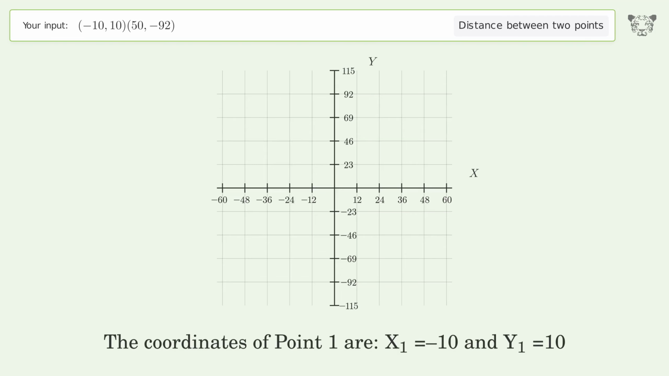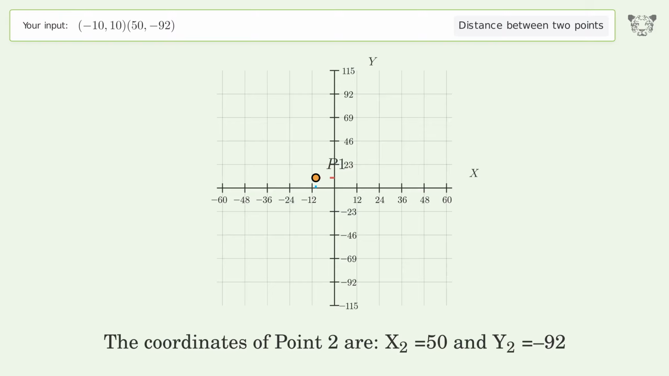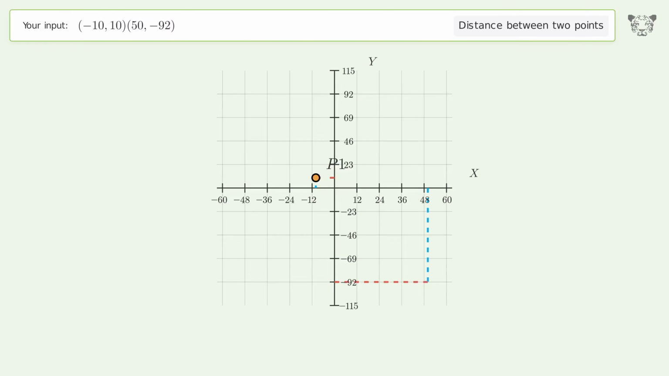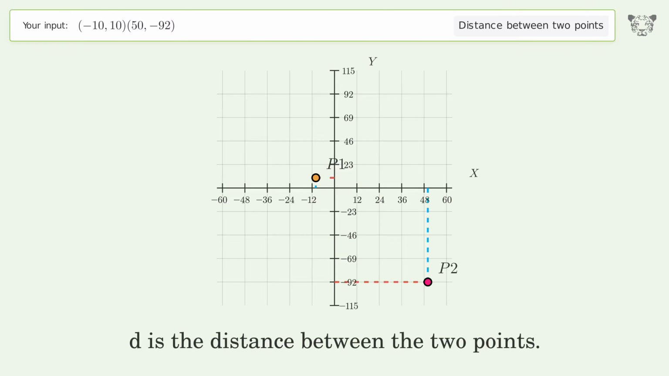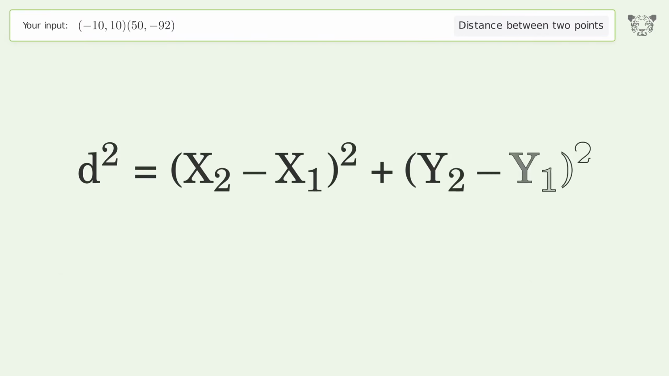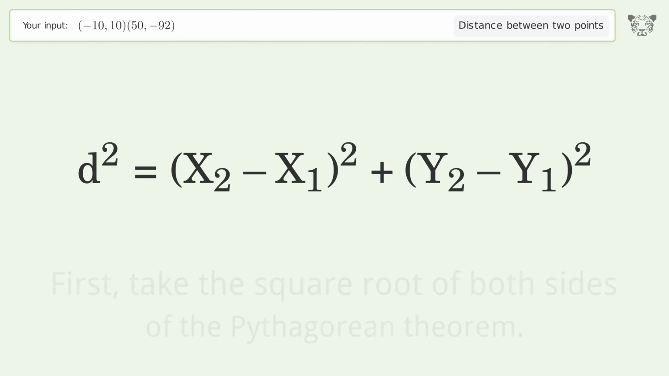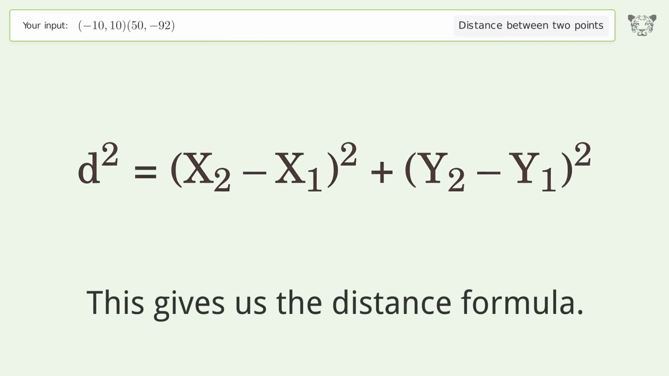The coordinates of point 1 are x1 equals -10 and y1 equals 10. The coordinates of point 2 are x2 equals 50 and y2 equals -92. D is the distance between the 2 points. First, take the square root of both sides of the Pythagorean theorem. This gives us the distance formula.